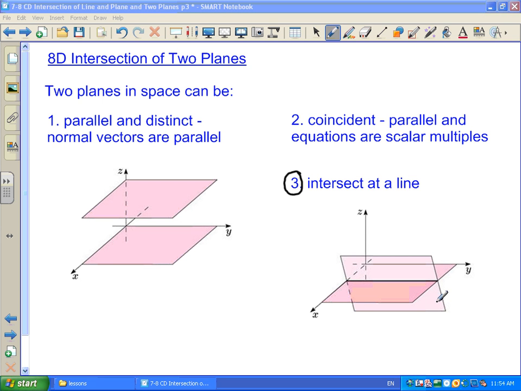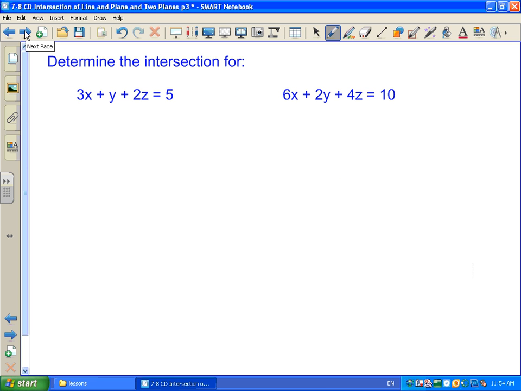So let's jump into a question here where we are given the equations of two planes, and we want to determine how these two things intersect. Now, when it says determine the intersection for them, you want to say, are they parallel and distinct? Are they coincident? Or do they intersect in a line? And if they intersect in a line, you want to find the equation of that line. Now, looking at these two equations here, what are we going to think about first? What's the first step in all of these sorts of problems? Yeah, we're going to check and see if these are parallel.